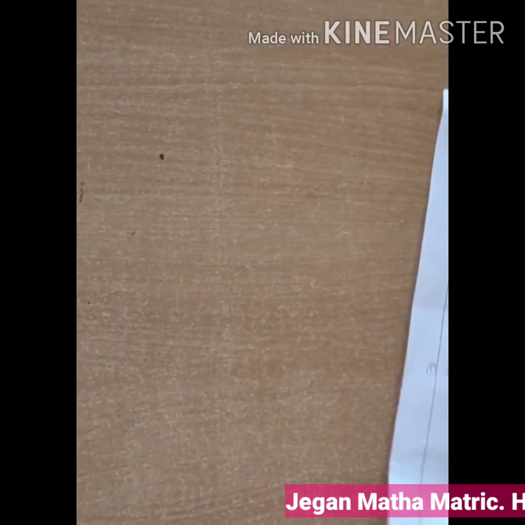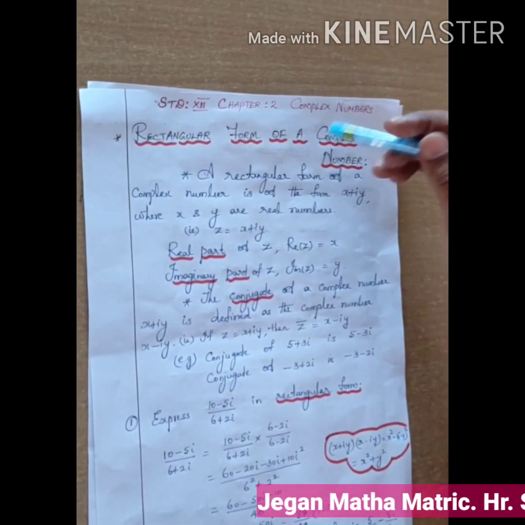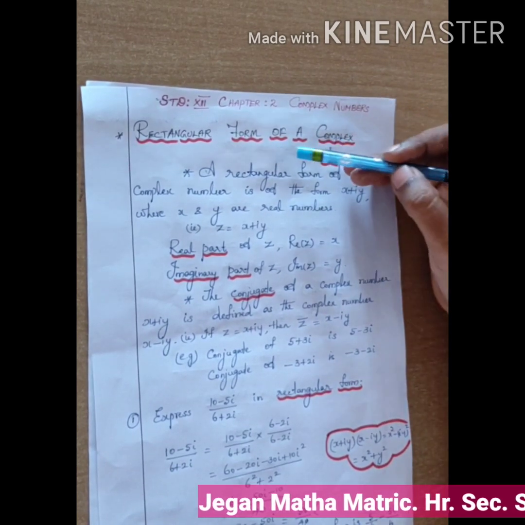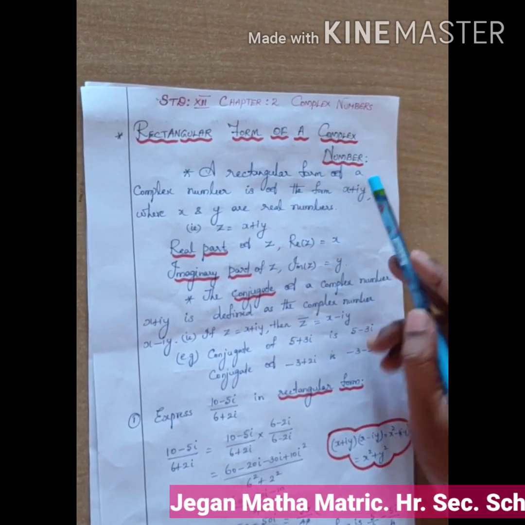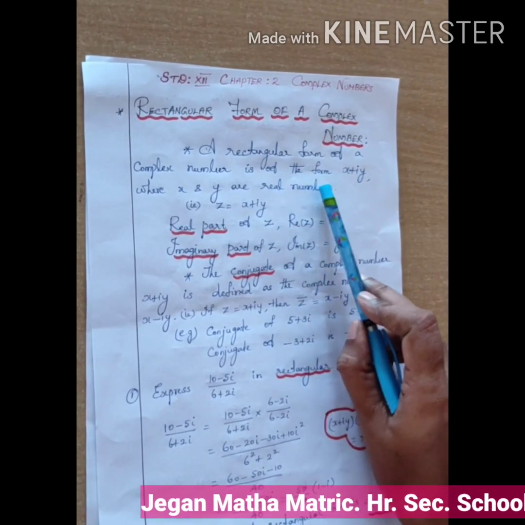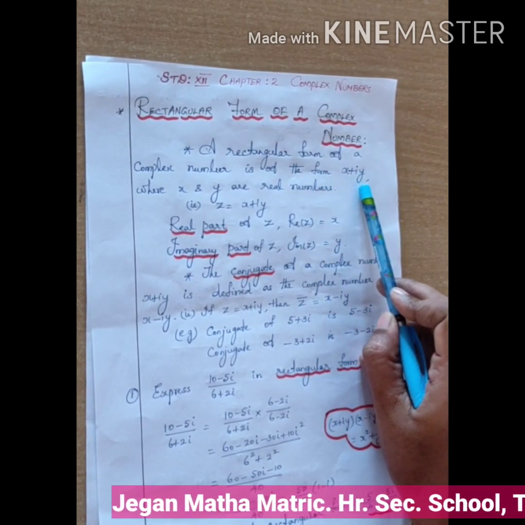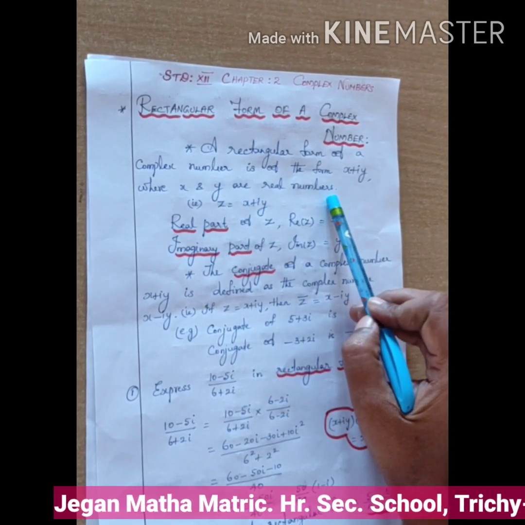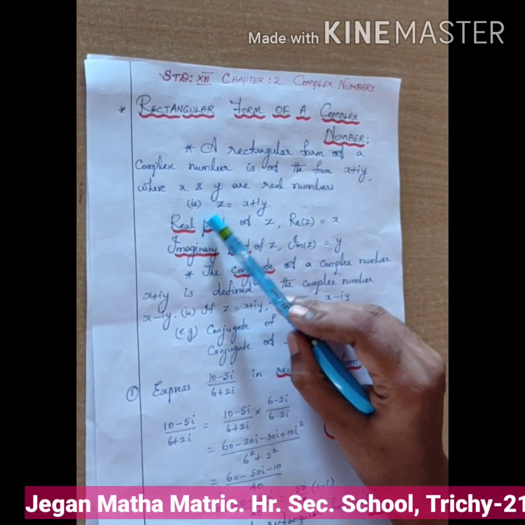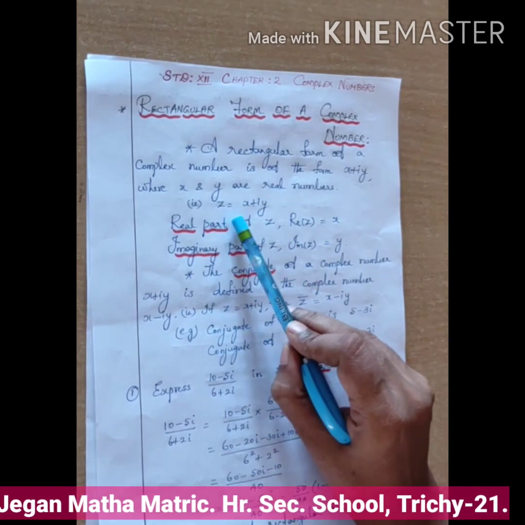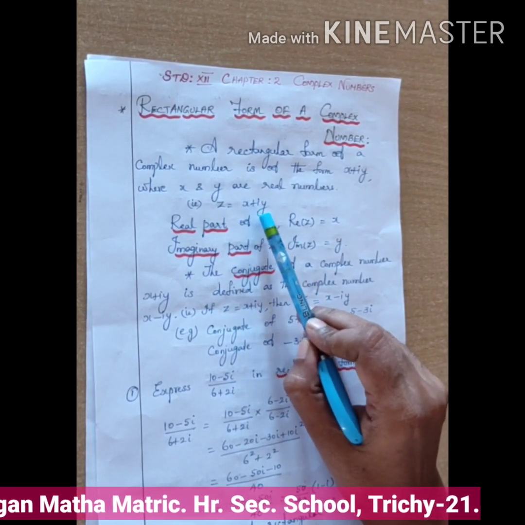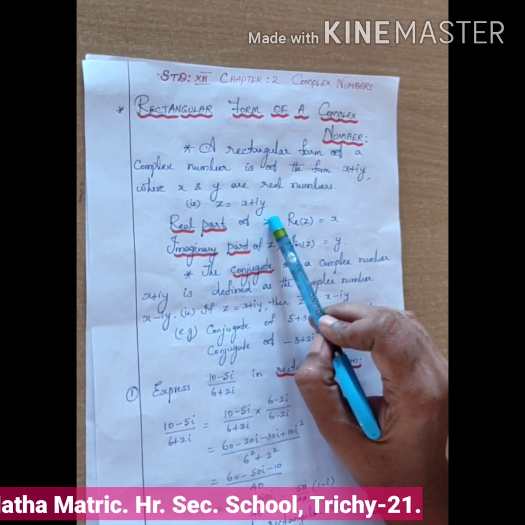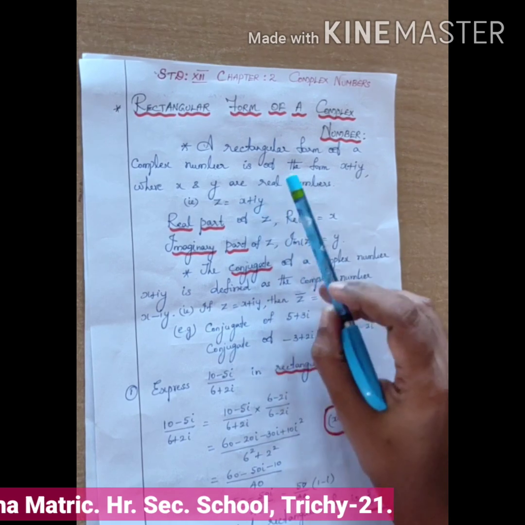First one, how to form the rectangular form of a complex number. A rectangular form of a complex number is of the form x plus iy, where x and y are real numbers. That is, a complex number z can be written as x plus iy. So the number which we are writing in this form is called the rectangular form.